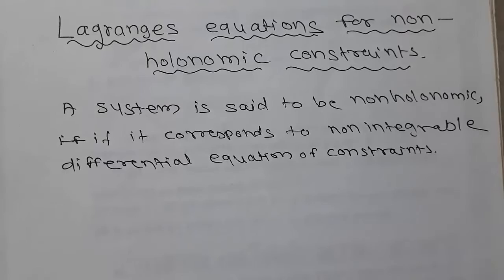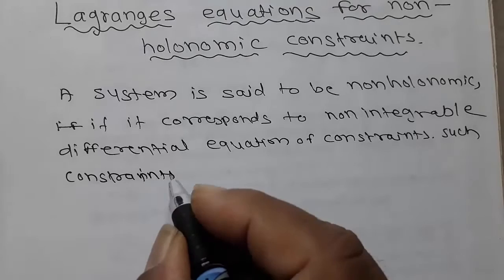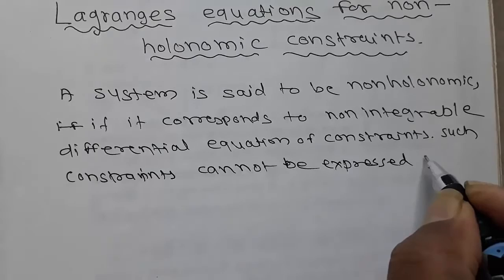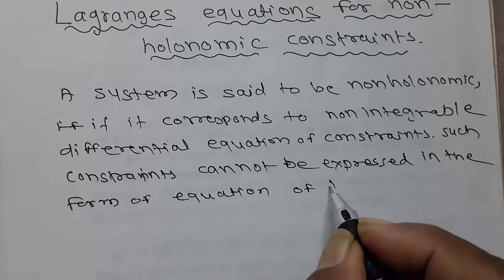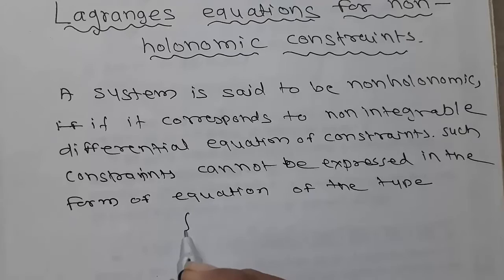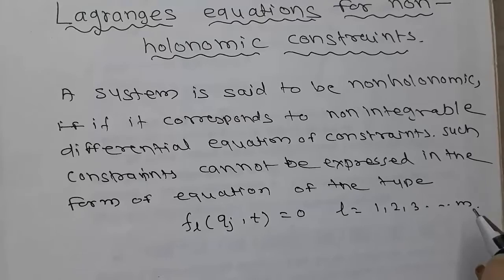Such types of constraints cannot be expressed in the form of equations of the type f_l(q_j, t) equal to 0, l equal to 1, 2, 3 up to m. They are m equations.